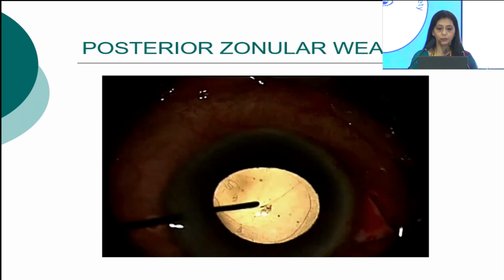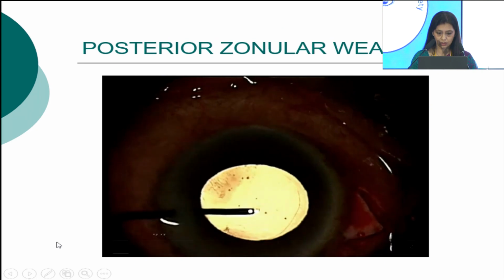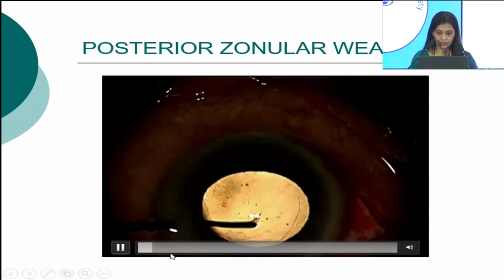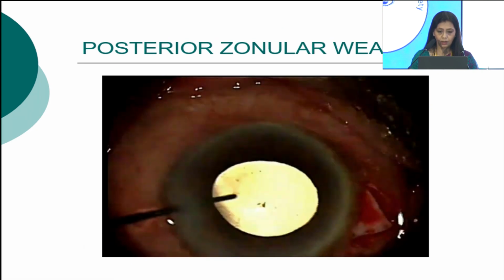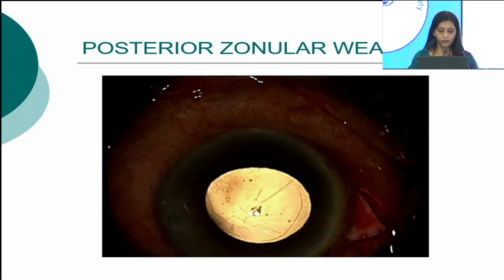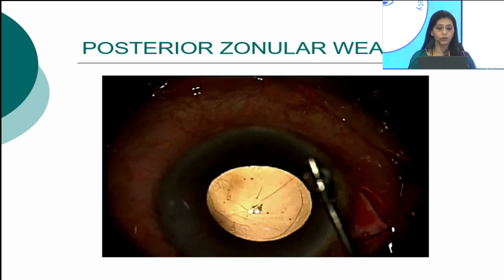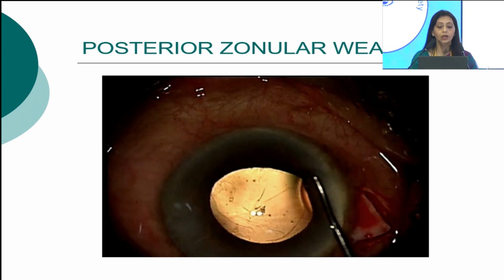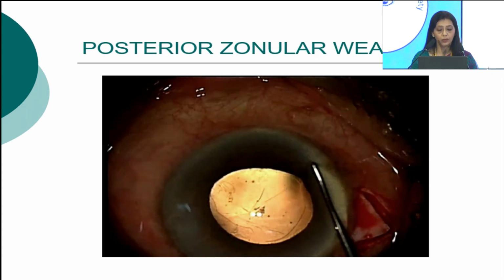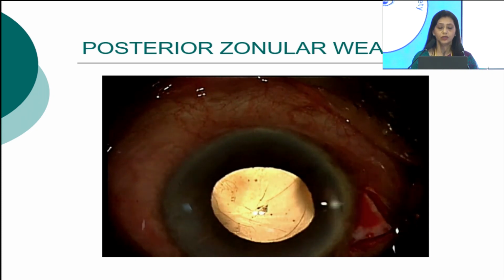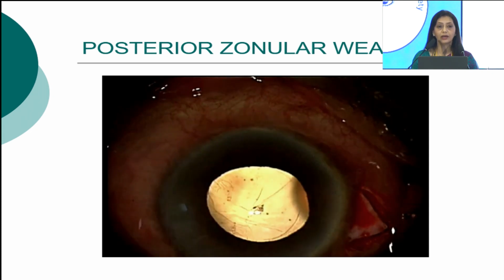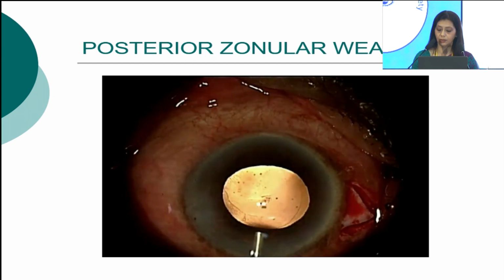Another case is again of a posterior zonular weakness. In this case, you can see while we're doing IA, there are a lot of undulations in the posterior capsule. These undulations in the posterior capsule tell us about the posterior zonular weakness. So again, after implanting the IOL, after we realize that there is posterior zonular weakness, we can go ahead, put a CTR ring in this case as well, and get a stable bag.